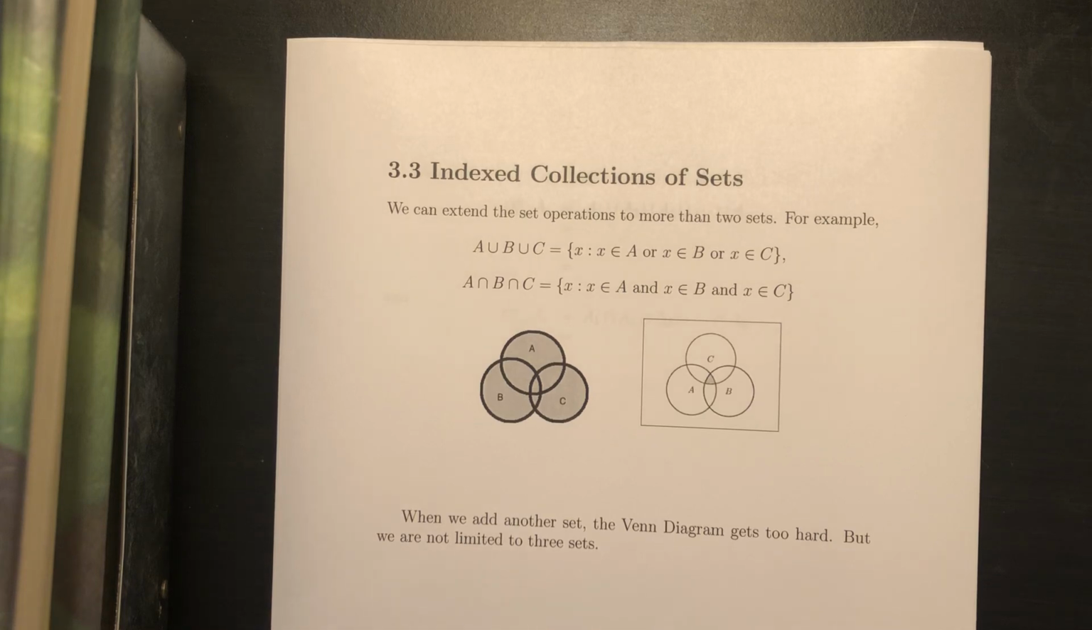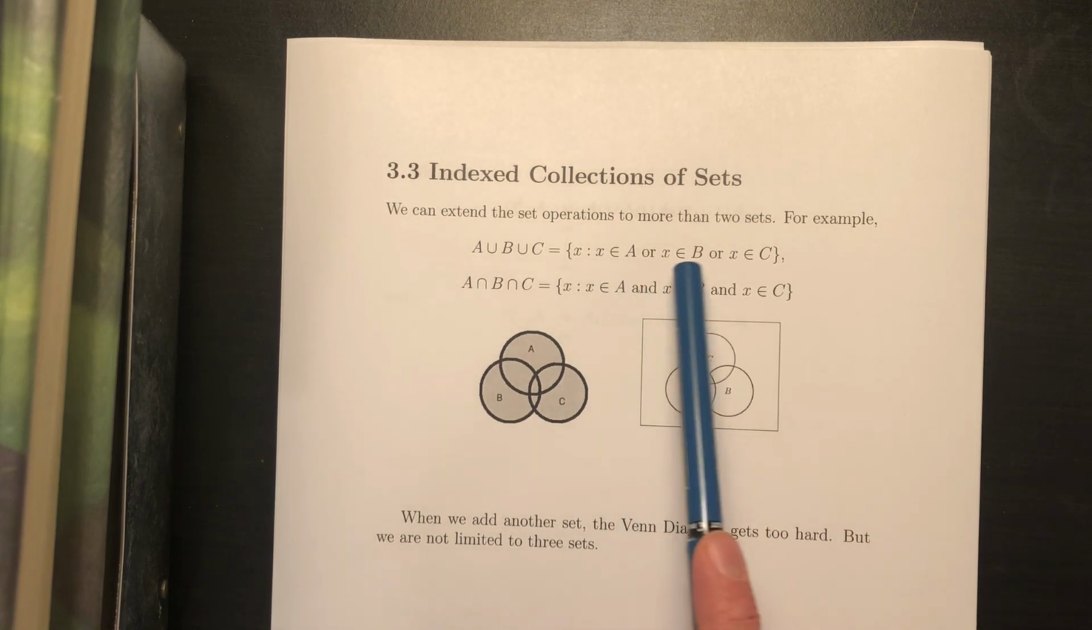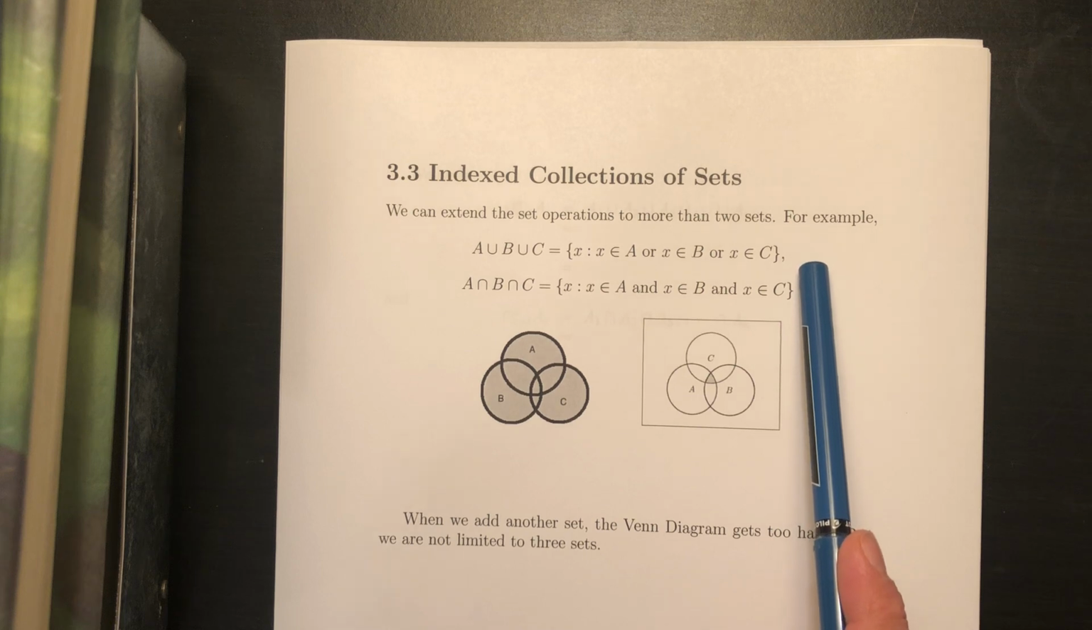In the last section, we started talking about operations between sets, like unions and intersections. And we can extend the idea of these operations to more than two sets. For instance, if you wanted to talk about the union of sets A, B, and C, this is just a set of all x in our universe such that x is an element of A, or an element of B, or an element of C.